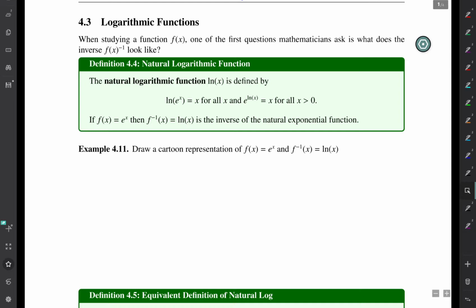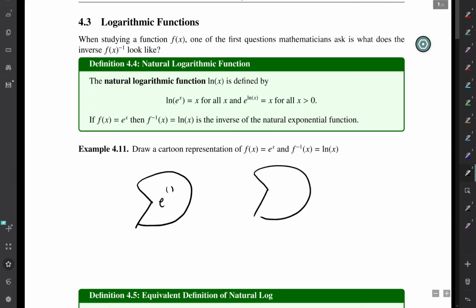Okay, in example 4.11, we're asked to draw a cartoon representation of f of x equals e to the x and f inverse of x equals ln of x. And we've done this before. The idea is that you have a function and its inverse. So if this is the first function, it'd be like e to the x, and this is its inverse, ln of x. And the idea is that when you feed x into e, you get e to the x out.